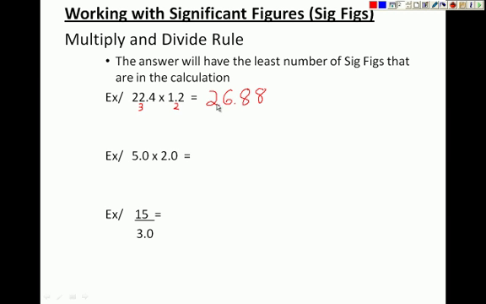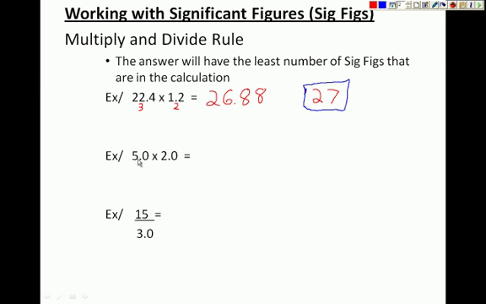Now we have 3 sig figs times 2 sig figs, and so what our final answer should be is 2 sig figs. Now what we have here is 4 sig figs, so this isn't working for us. We need to change this 26.88 into 2 significant figures. So we're going to make it 27. Okay, so this is our actual answer, and we're going to just write it just like that. Okay, so now it is 2 sig figs.